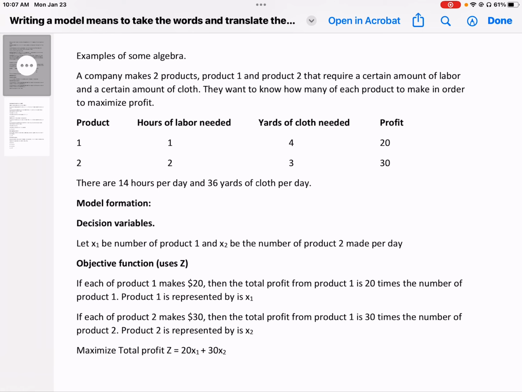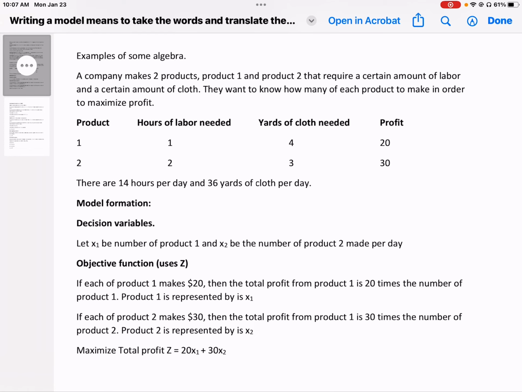And when we look at our table, each of product 1 requires 1 hour of labor, 4 yards of cloth, and makes a profit of $20. Product 2 requires 2 hours of labor, 3 yards of cloth, and $30 is made for each one. There are 14 hours per day and 36 yards of cloth.